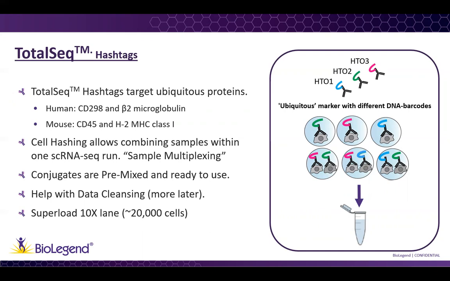As mentioned previously, cell hashing allows you to combine samples within one single cell RNA-seq run. This is called sample multiplexing. A very convenient thing is that our conjugates are premixed and ready to use. Hashing your samples will help with data cleansing, and I will show you how in the next slide. Moreover, hashing your cells will allow you to superload the 10x lane, loading up to 20,000 cells per well.